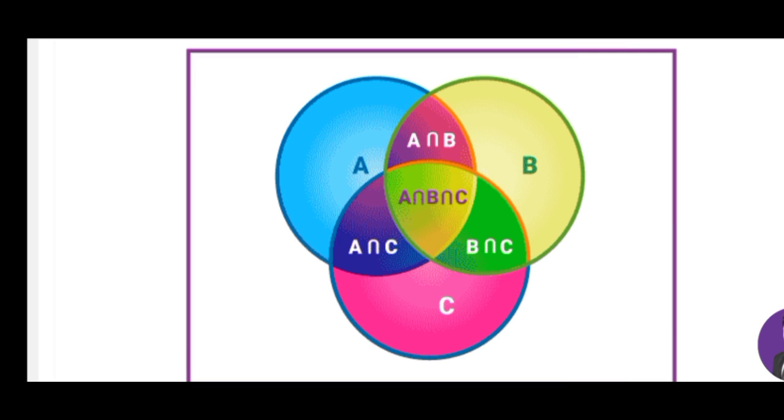A intersection B intersection C means it's covering A, B, and C, covering the three. Trace all the three circles very well. In that place, the three circles fall into that place. B intersection C: only B and C fall into that place. A is not there. A intersection C: only A and C fall into that place.